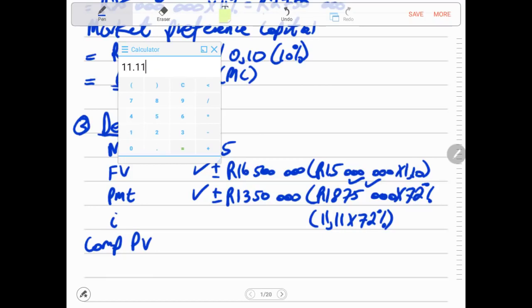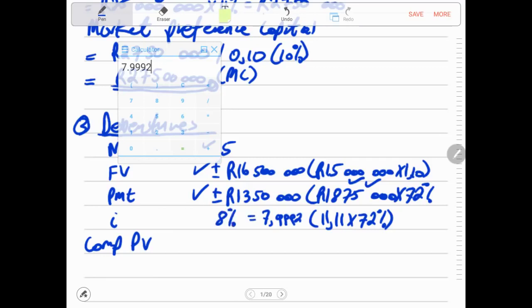So we have 11.11 times 72%, and this gives us 7.9992, which can be just said as 8%. That will be fine, because 7.99. So I will keep it as 8%.